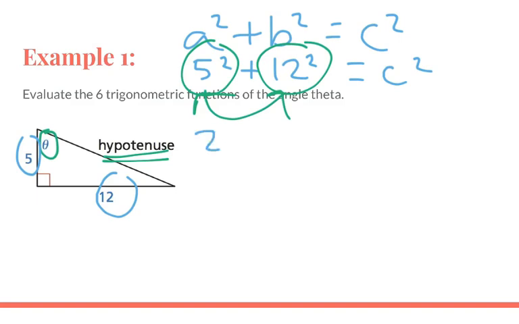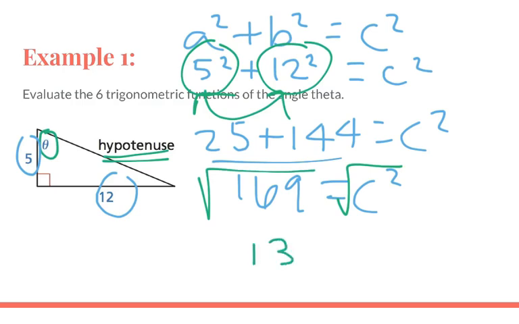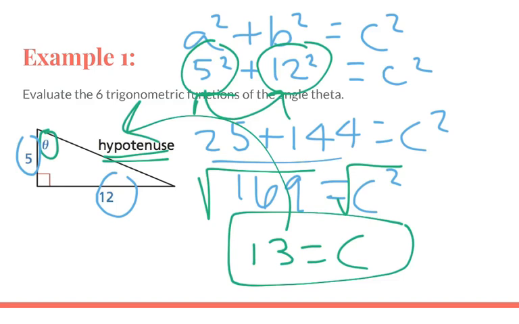5 squared is 25. 12 squared is 144. If we add these together, we get 169. Now we're trying to solve for c, so what I have left to do is take the square root of both sides, which gives us 13. So by the Pythagorean theorem, I now know that my hypotenuse, the missing side, is 13.